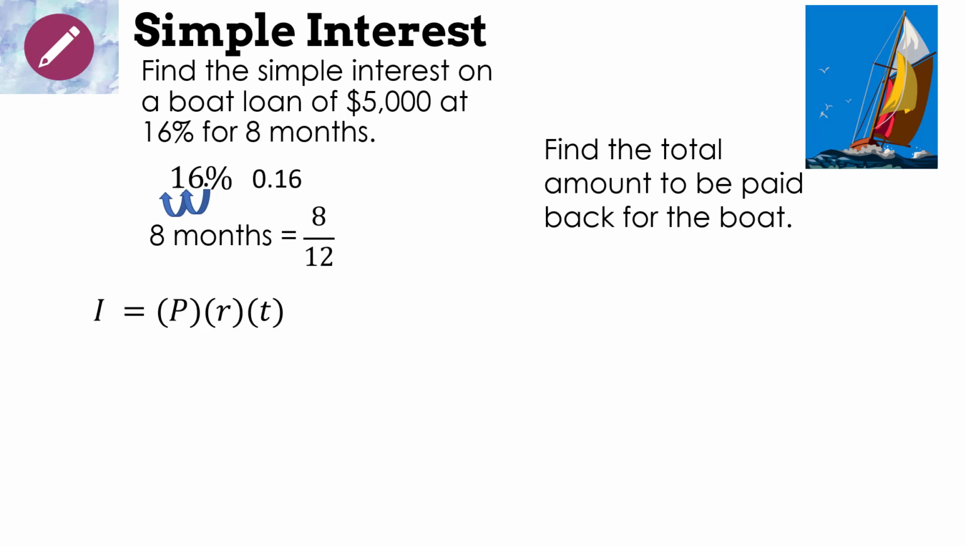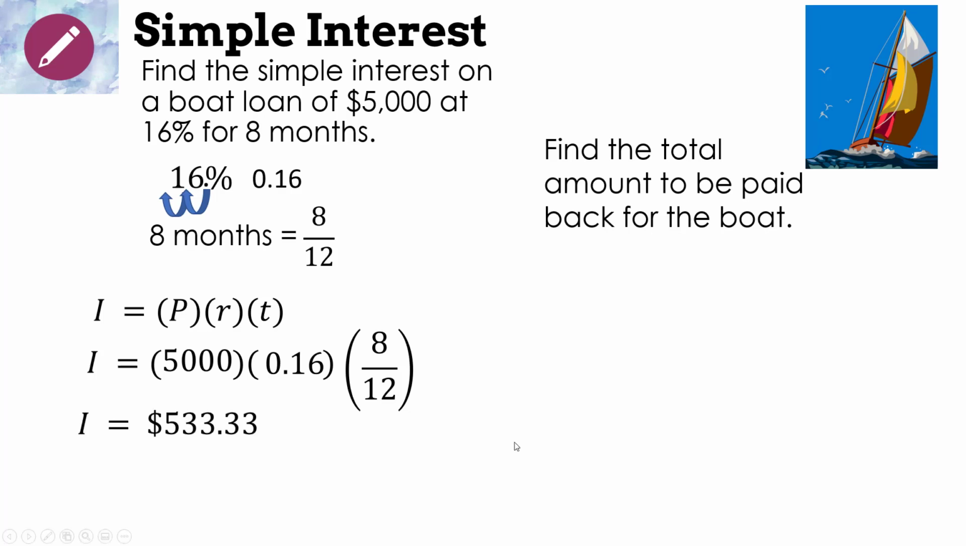So let's fill in what we know. We know that our principal is $5,000. Our rate is 0.16, and the time is 8 over 12. You could always reduce the fraction, but it's not needed. When we multiply everything together, we get $533.33. Remember, we're talking about money, so we round to the nearest penny.